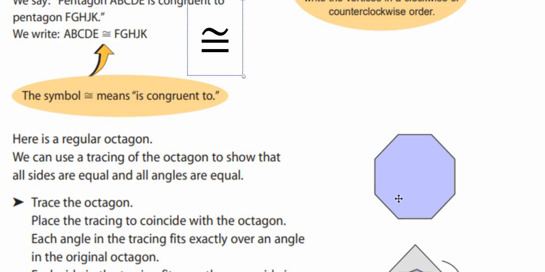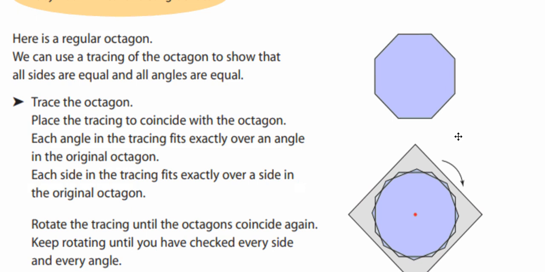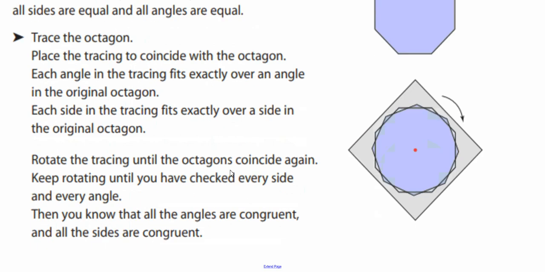We have a regular octagon over here. And we can use a tracing of an octagon to show that the sides and angles are equal. One thing that they've done here is they've traced it on tracing paper, and then they've put a pin or a pencil in the middle, and they've spun it. They've shown that as you spin it, it'll actually line up every time. We can actually do this with any regular shape. If we trace it and then put a pin right in the very middle and spin it, it will line up a whole bunch of times. Every time that corner hits the next corner, these two things will line up. That's how you know that all the angles are congruent.